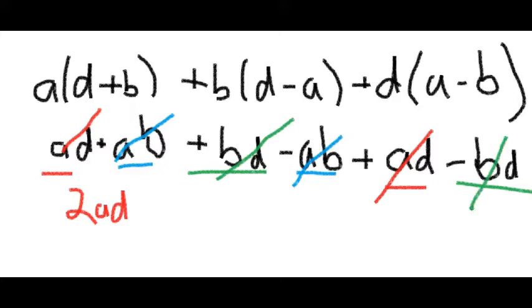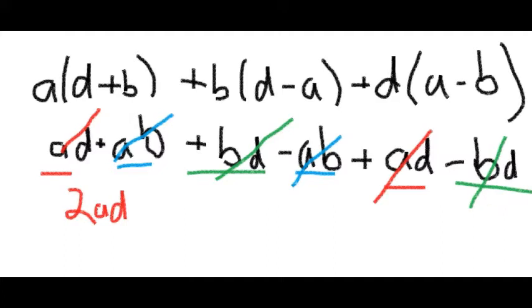Next one. Let's choose a different color. We have a bd or db. We have a negative bd, bd, and these also cross out. So the answer is just 2ad. I'm not sure what the answer will be after you work it out on your own paper, but let's see since the terms are different. Alright, next.